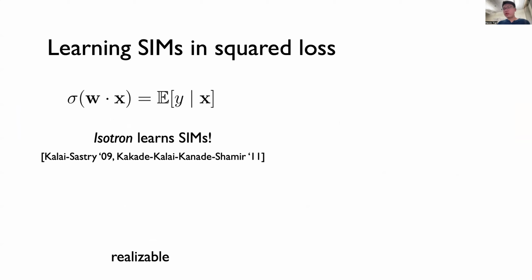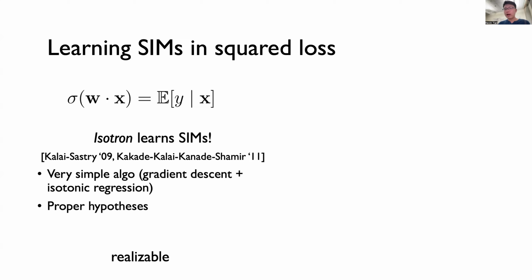Okay, so I want to also survey some other related results in terms of learning SIMs in the squared loss, a more popular notion in the learning theory literature. In the realizable setting, where you actually have a sigma and w pair that fits the labels perfectly, it's known that a simple algorithm known as the Isotron learns SIMs in the realizable setting in the squared loss. And the algorithm is extremely simple. It simply alternates gradient descent and isotonic regression. In fact, we'll see a definition shortly. One nice thing about the Isotron is that in the realizable setting, it outputs proper hypotheses rather than improper.